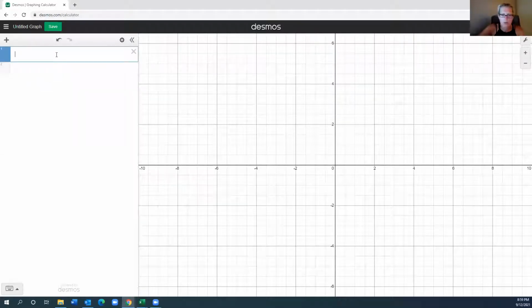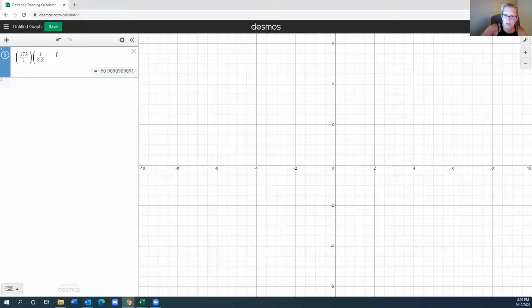So in Desmos, we've got 178 divided by 1. And then we've got 1 divided by 2.2. And then we've got 0.2 divided by 1. And we end up with 16.18, or rounded to 16.2 units of insulin for that patient that weighs 178 pounds.